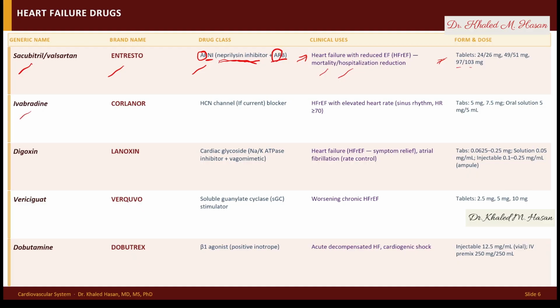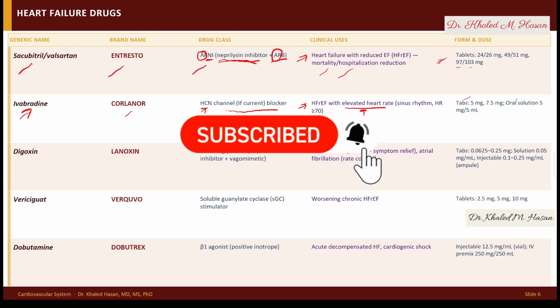Ivabradine, Corlanor. How does this medication work? It blocks the sodium channel in the heart. It is used for heart failure with reduced ejection fraction, HFrEF, when we have an elevated heart rate, because ivabradine decreases heart rate. So it's very important: if the patient suffers from bradycardia, we cannot use this medication. The heart rate needs to be greater than or equal to 70 beats per minute. Ivabradine is available as a tablet or oral solution.